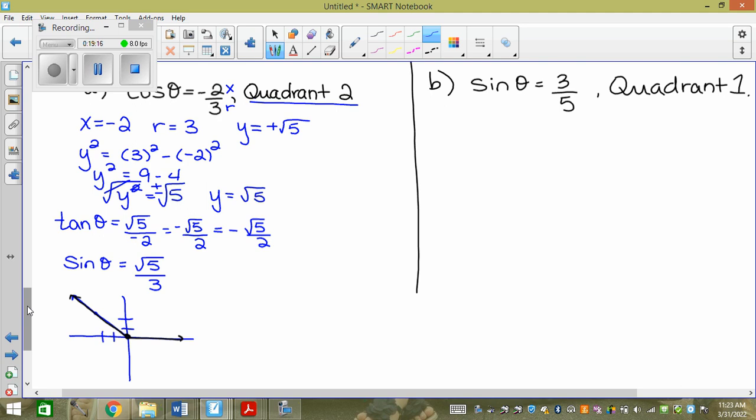We need to get the reference angle. How do we get the reference angle? We take the trig ratio they gave us, and we take the positive of it. Even if it's negative, we take the positive of it, right? Over and over and over. I keep explaining the same thing.